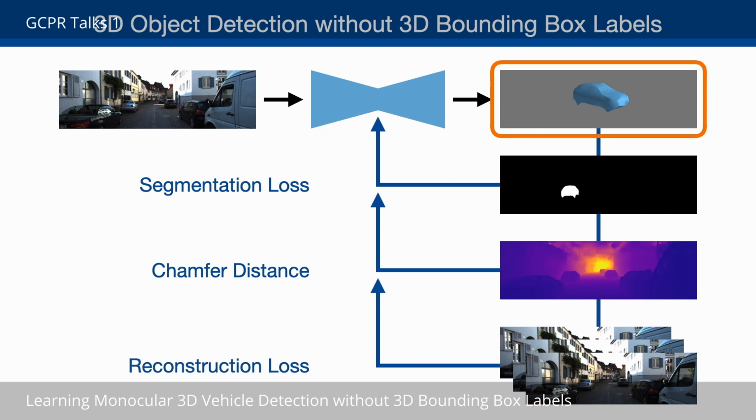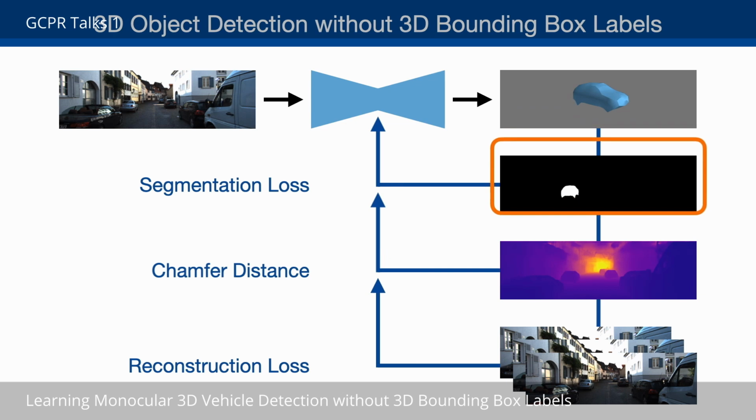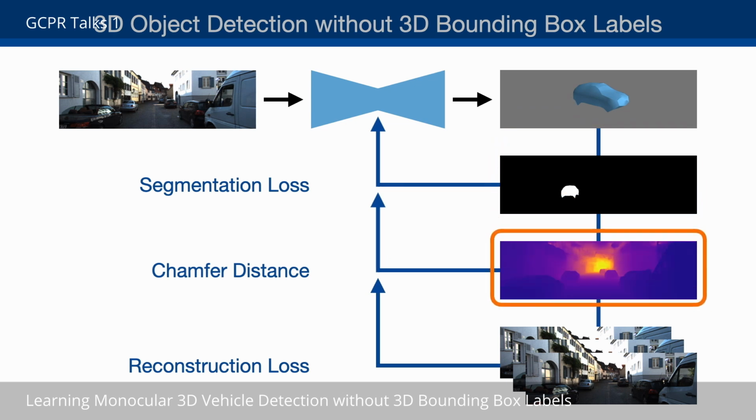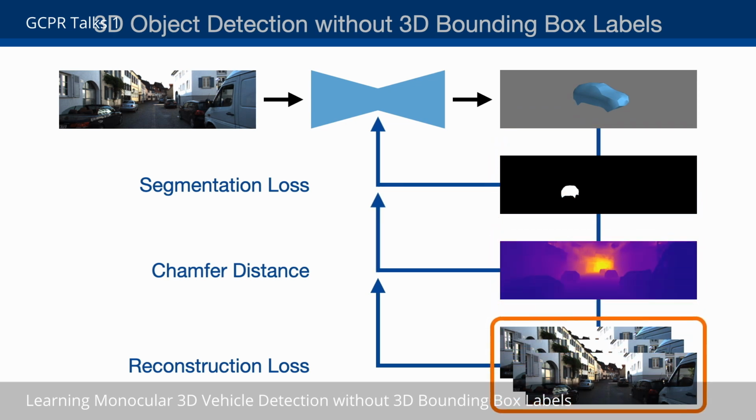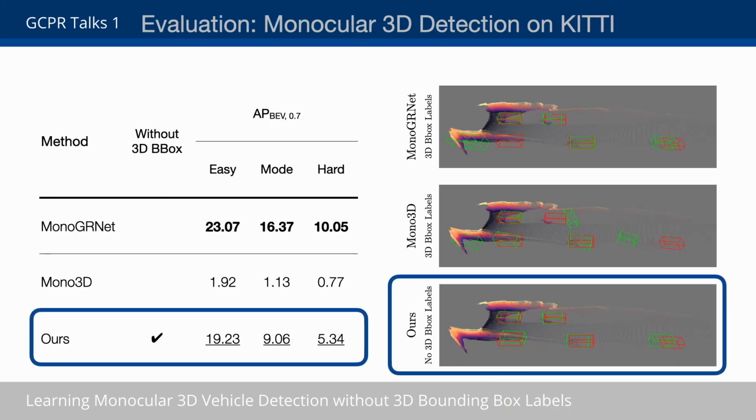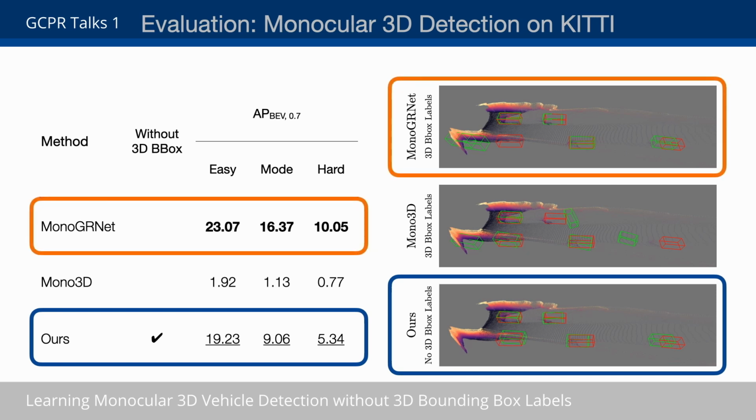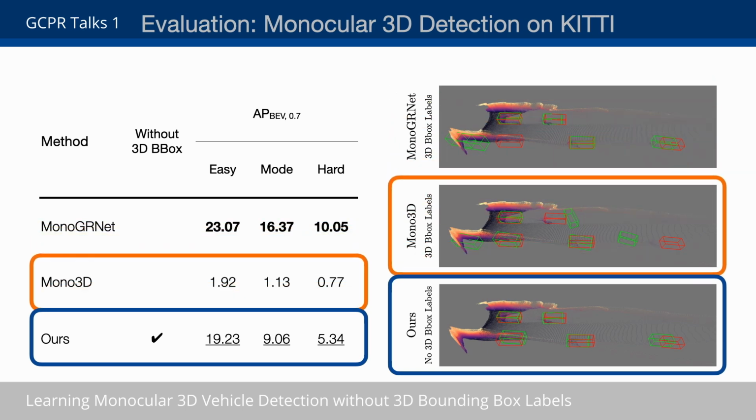Through differentiable rendering, we define loss functions based on segmentation masks, depth maps, and photometric consistency. All inputs are generated by pre-trained off-the-shelf networks. We evaluate our model on KITTI and achieve promising performance in comparison to state-of-the-art methods, which require 3D bounding box labels, and superior performance to baseline methods.